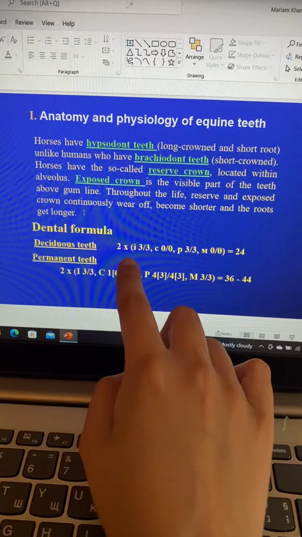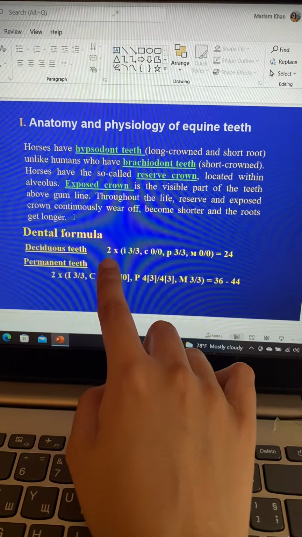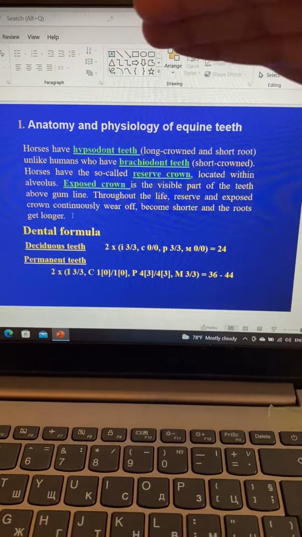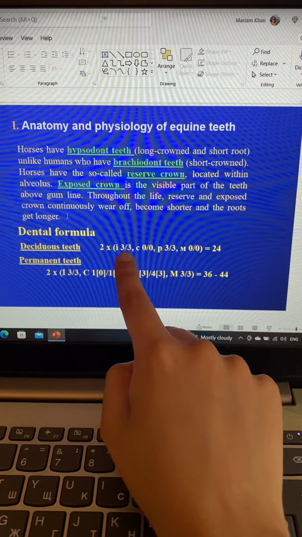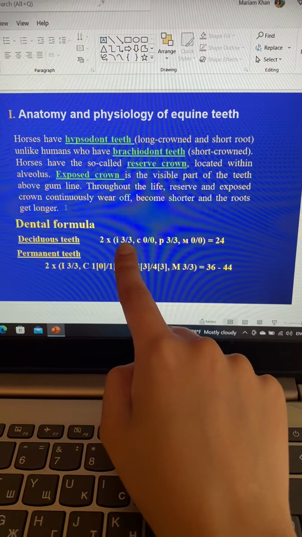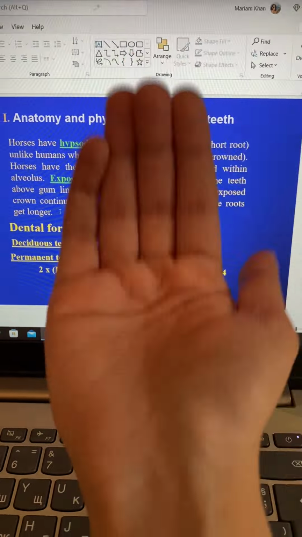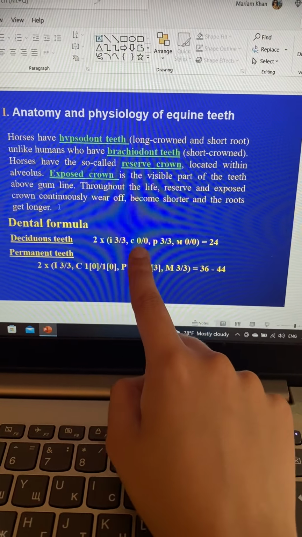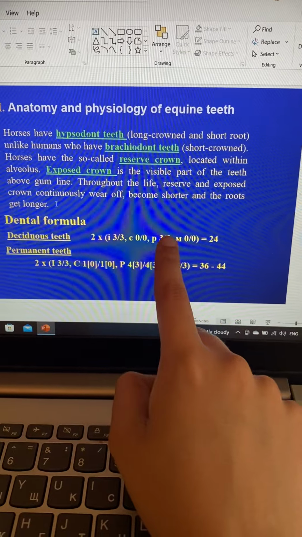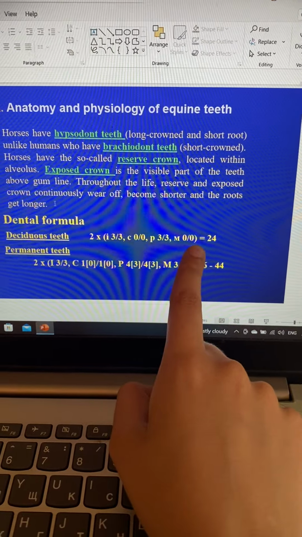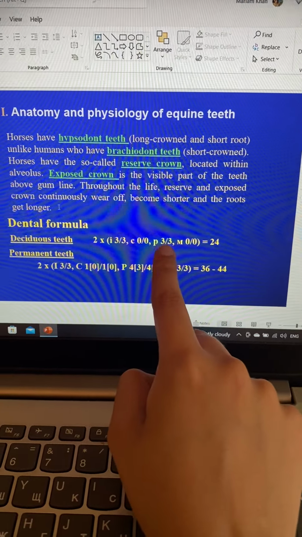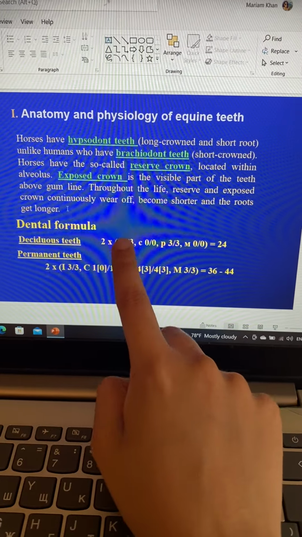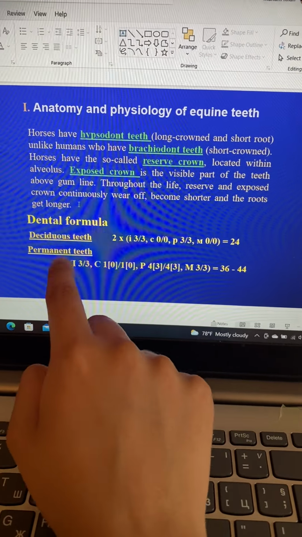So deciduous teeth, if you need the dental formula, 2 times kind of goes without saying because you have the upper and lower teeth, but they're exactly the same. So you have incisors 3, 3, so they have 3 incisors to cut the food in front. They have 0 canines. We'll discuss that more though. Then they have 3 premolars, 0 molars. So basically canines and molars are the same, premolars and incisors are the same, but this is only the deciduous temporary teeth.